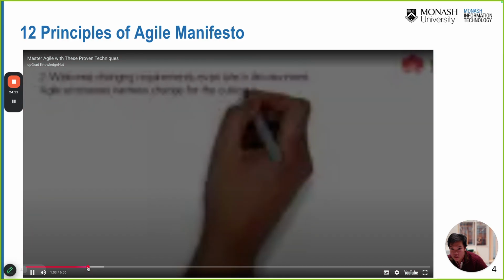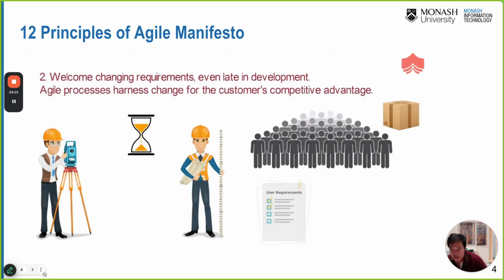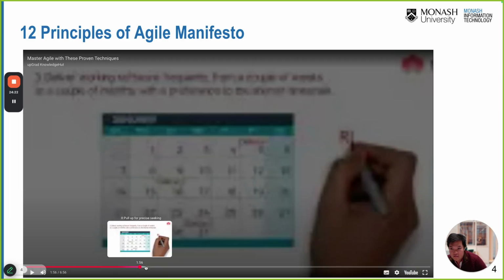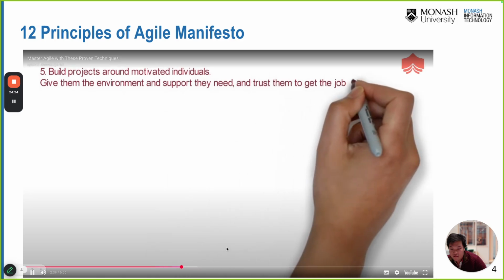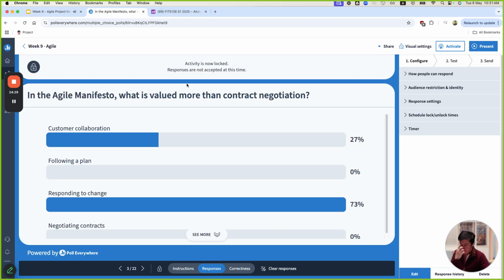Agile requirements from the customer. Changing requirements, this is about customer requirement change, so that the process remains empirical and the customer gets what is required to stay in the competition. Need and trust them to get the job done, and quicker communication. I think the right answer, to be honest, should be customer collaboration. So it's not about responding to change. Okay, next.